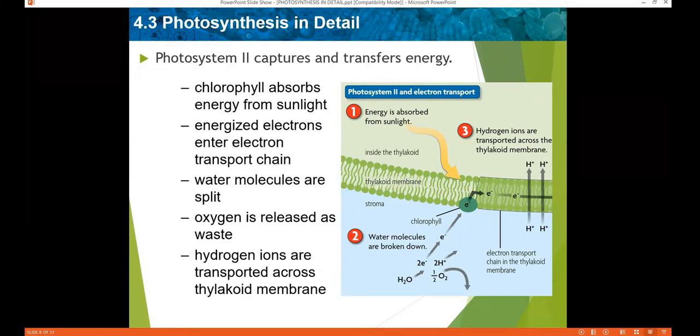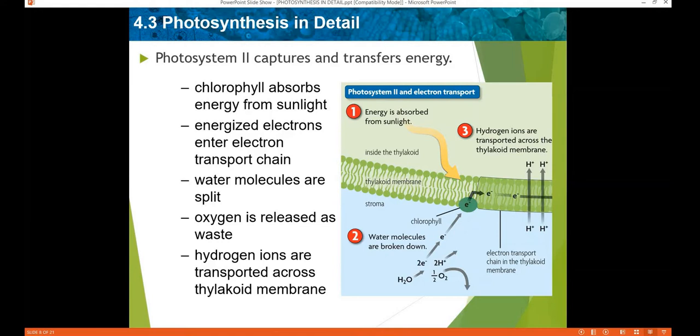So in step 2, the oxygen is released as waste. Then the electrons from water replace those electrons which left the chlorophyll and entered the electron transport chain. Those electrons are replaced, the ones that left chlorophyll when energy from sunlight was absorbed. These electrons are again entering the electron transport chain over here. These are the electrons which are replacing the electrons which were left in step 1.